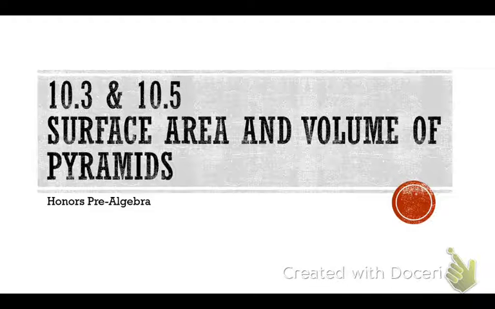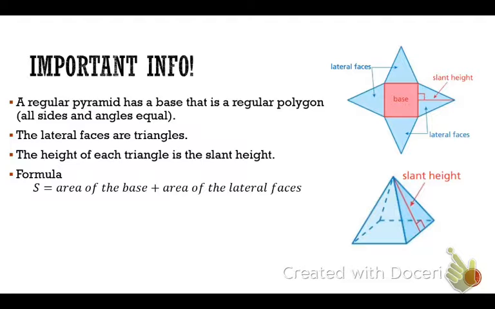Today we're in section 10.3 and 5, and that will cover both the surface area and the volume of pyramids. So pyramids, we know several things about a pyramid. We see an image of the net here. The net is helpful because we can see that the base is kind of the core, and then all the lateral faces are formed off of that, and they fold up to form this peak. All the lateral faces come together to form a peak, and that's what makes it a pyramid.